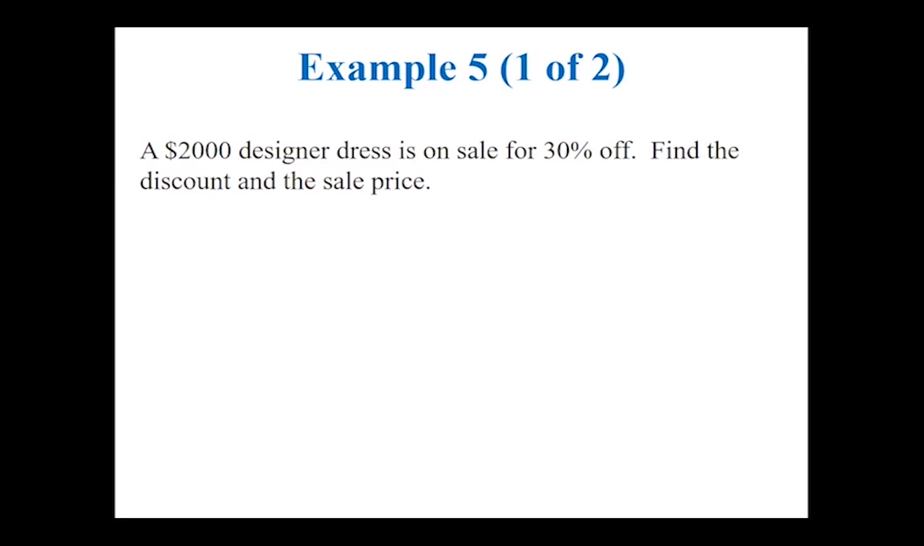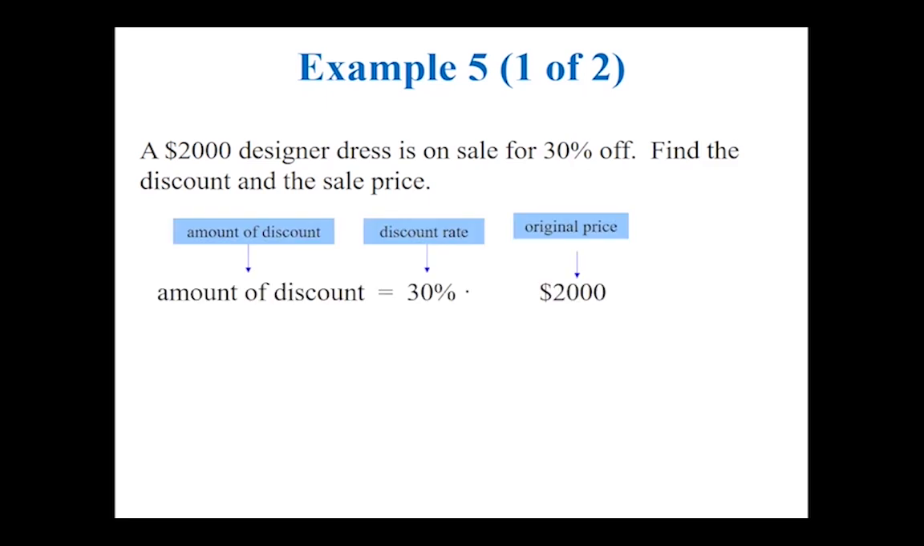A $2,000 designer dress is on sale for 30% off. Find the discount and the sale price. If it's 30% off, I want to know what 30% of 2,000 is. And notice when we plug into amount of discount equals discount rate times original price, it's exactly the same as asking what is 30% of 2,000.